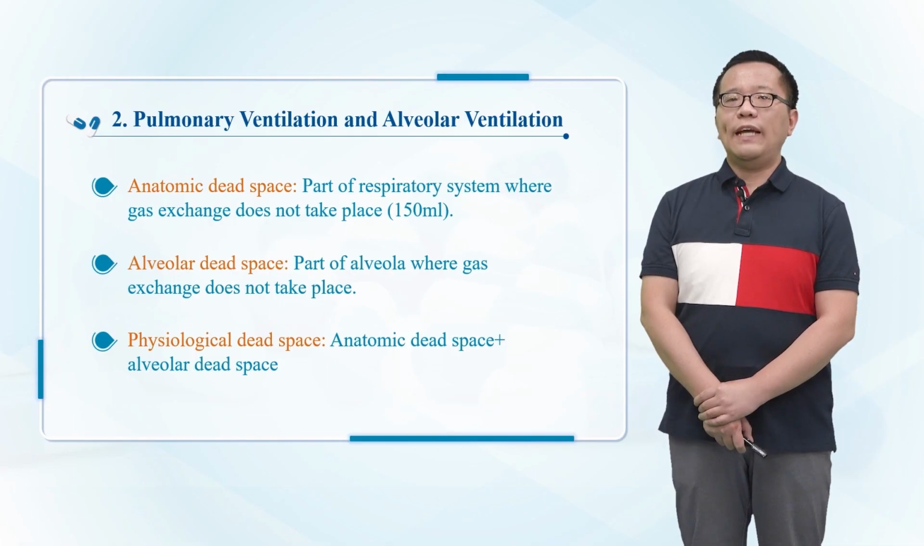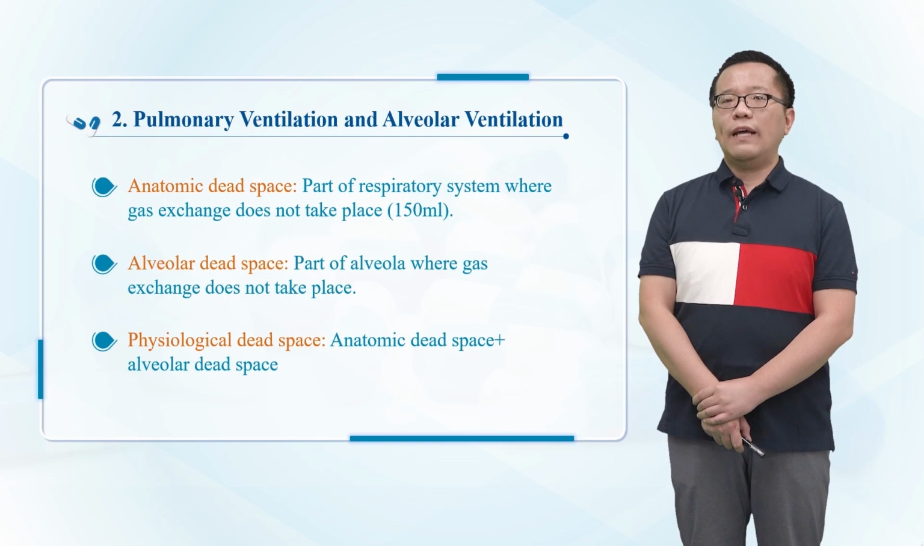Anatomical dead space is the part of the respiratory system where gas exchange does not take place. It is about 150 milliliters. Alveolar dead space is the part of the alveoli where gas exchange does not take place. Physiological dead space is anatomical dead space plus alveolar dead space.